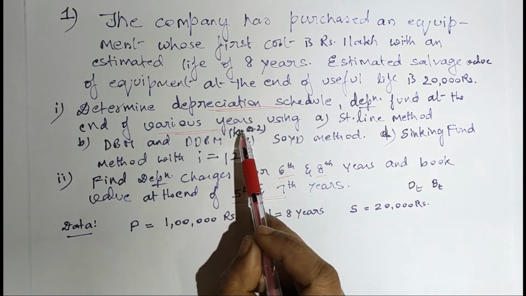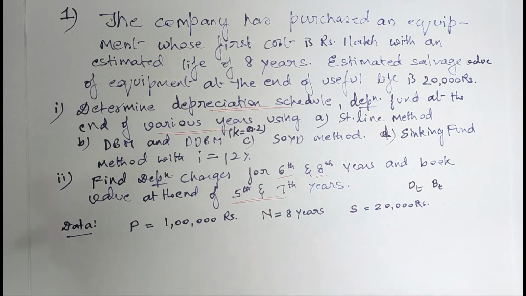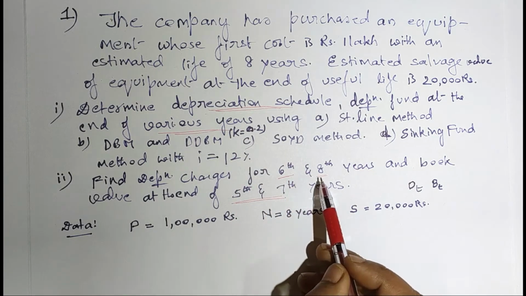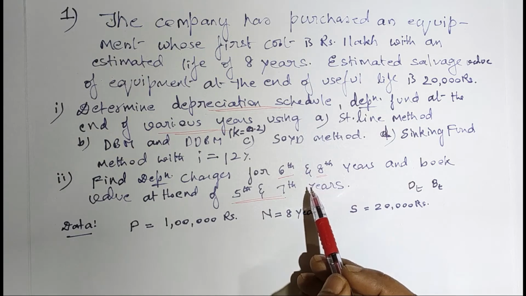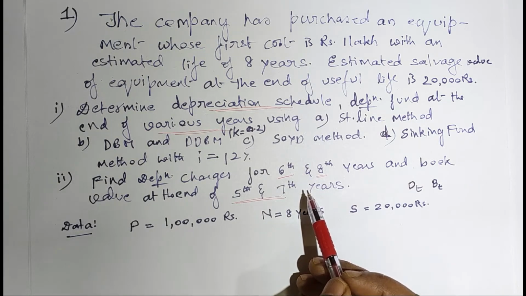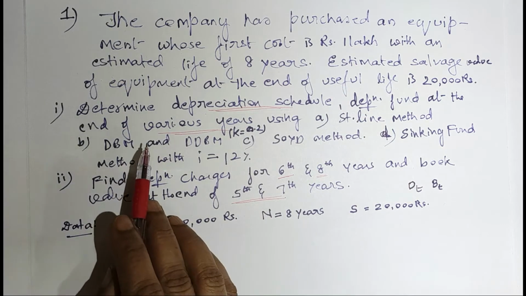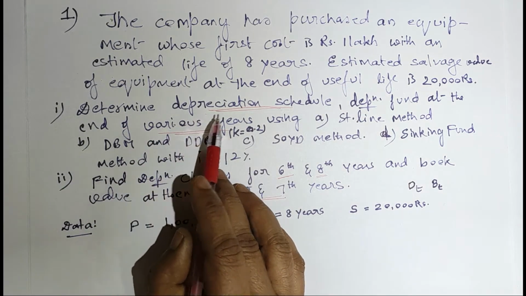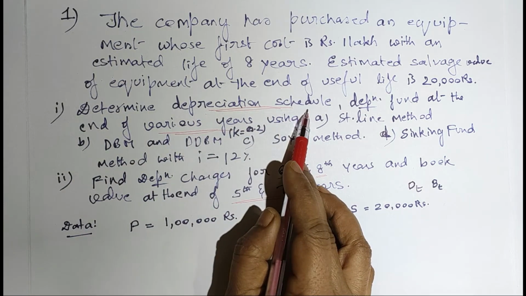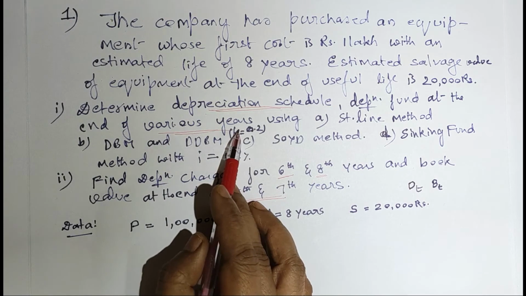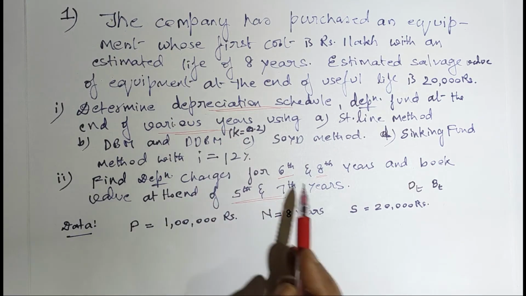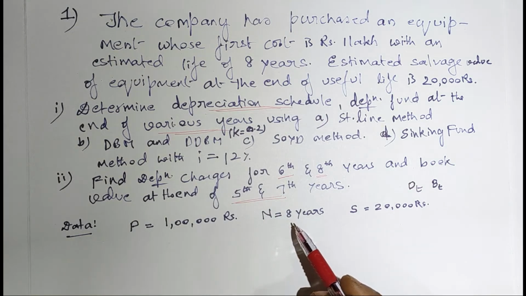If you go for table form, you have to calculate for all the years. So that's why, if 1 or 2 or 3 years are considered, directly you can memorize the formula and apply. Whenever a depreciation schedule or various years is asked, you have to calculate for all the years, starting from 0 till the 8th year: 0, 1, 2, 3, 4, like that till the 8th year.